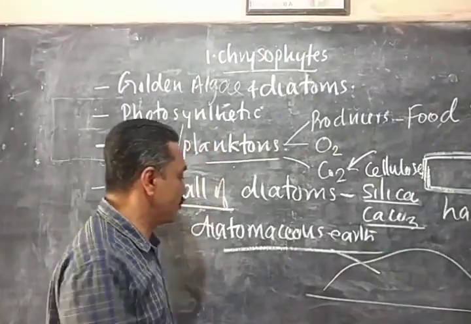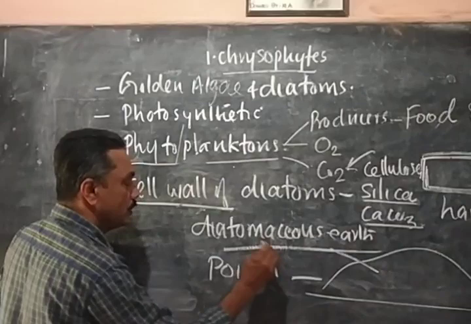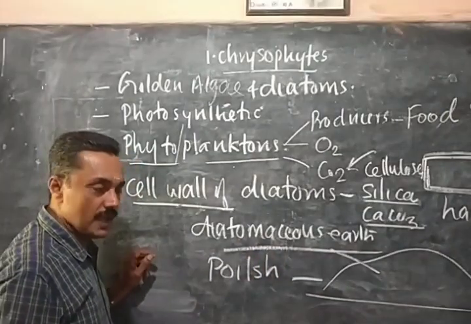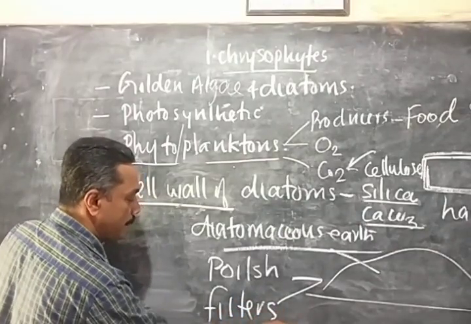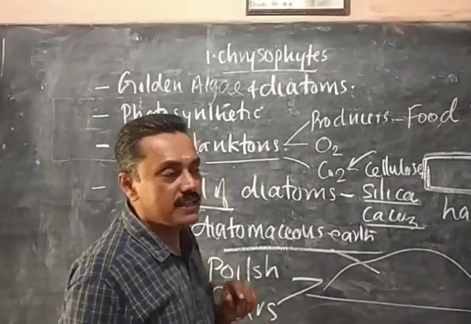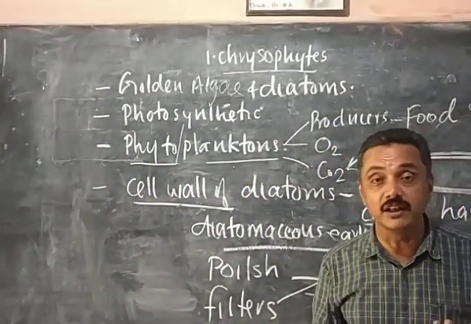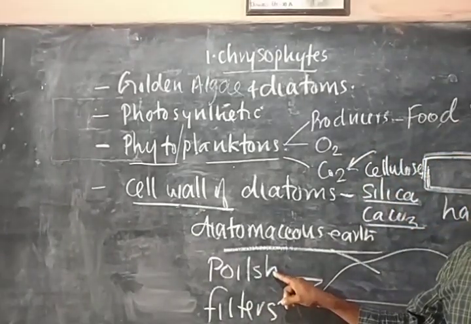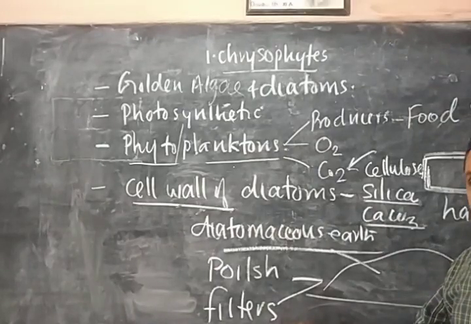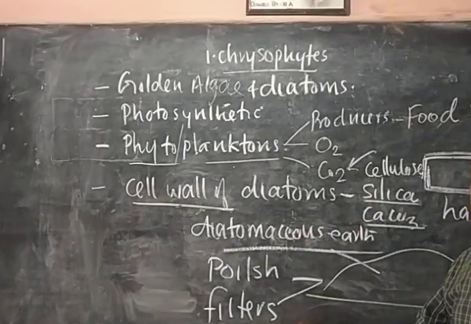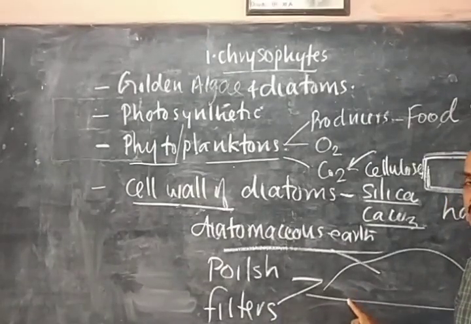For various industries, this material is used for making polish, shoe polish, etc. Then it is used for making filters, like filters for filtering syrup and oil. In the medicine industry, medicines are filtered, oils are filtered. They are used for making polishes, and for filtering in the oil industry and medicine industry. So diatomaceous earth is very important.